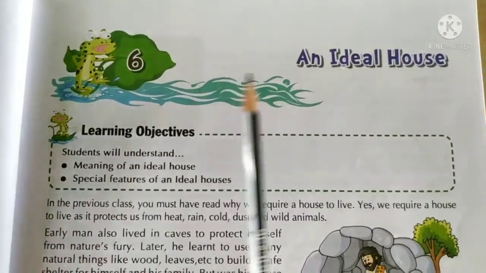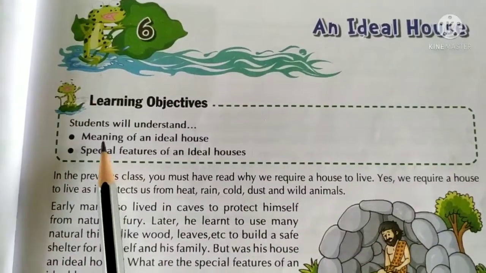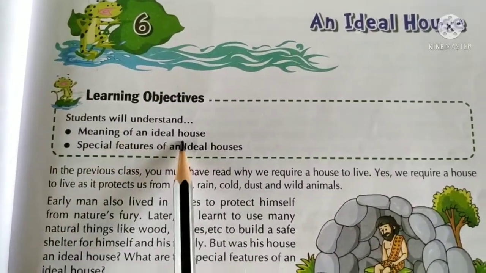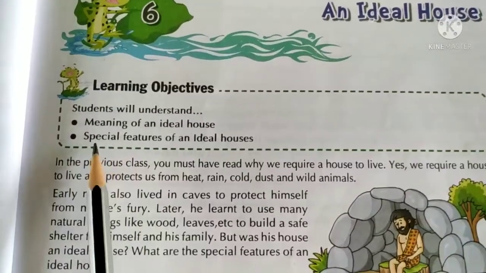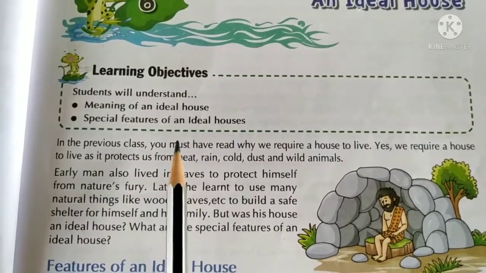We are starting chapter 6, An Ideal House. Children, in this chapter, we will understand the meaning of an ideal house, that is what an ideal house is, and what are the special features of an ideal house, that is what makes a house ideal.